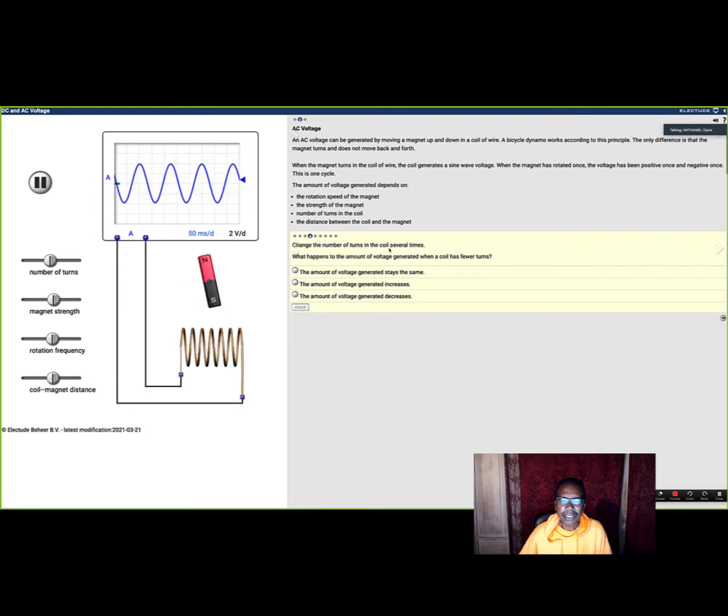Change the number of turns in a coil several times. It said change the number of turns in the coil. Because when I go that way and increase it, the amplitude gets bigger. With fewer turns, the amplitude gets smaller. I increase it, it gets bigger.